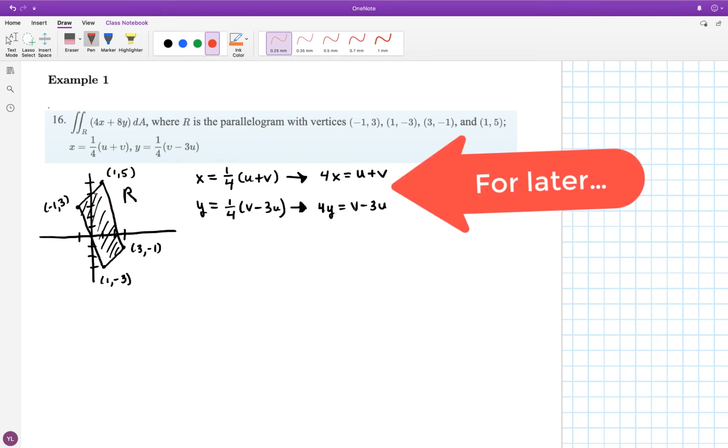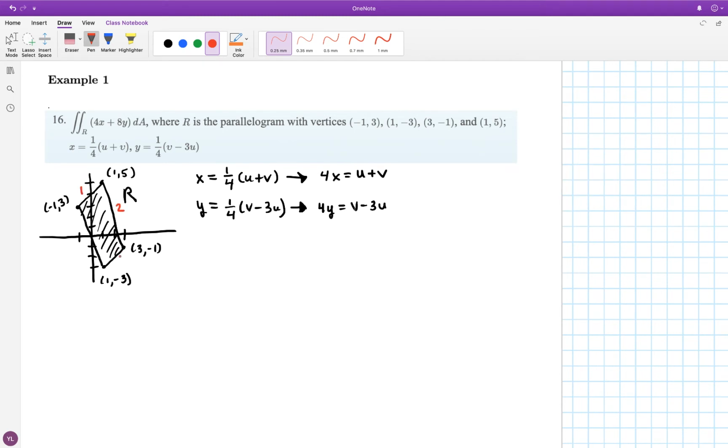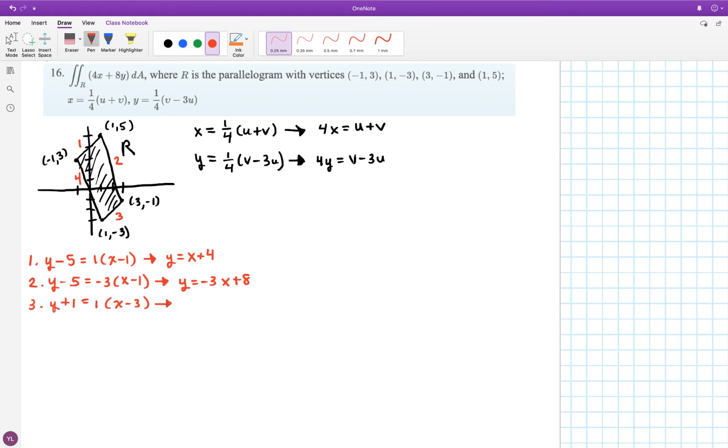All right, here's what I'm going to do. I'm going to look at the boundary pieces one by one. Let me actually number them: 1, 2, 3, and 4. And I'm going to express those boundary pieces as functions in terms of the old variables. So they're obviously lines, and I've got the points that they connect, so I'm going to go ahead and produce all of those lines.